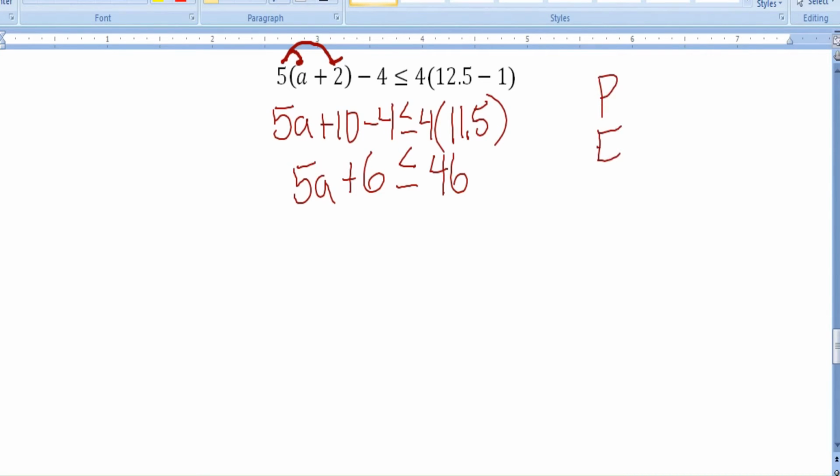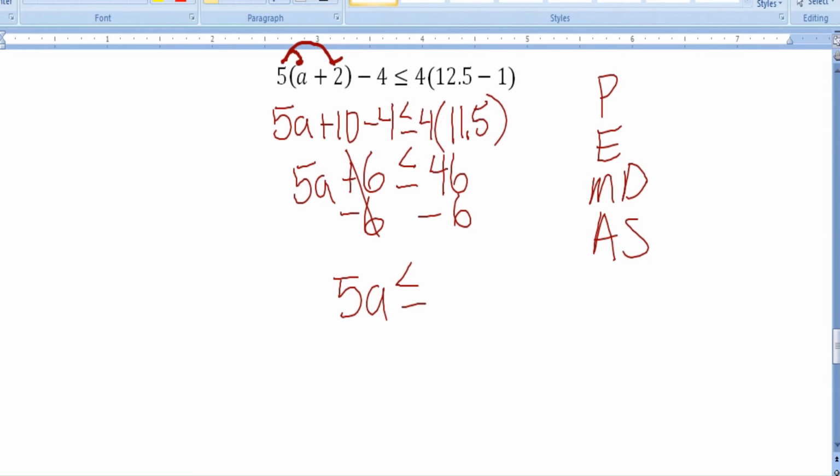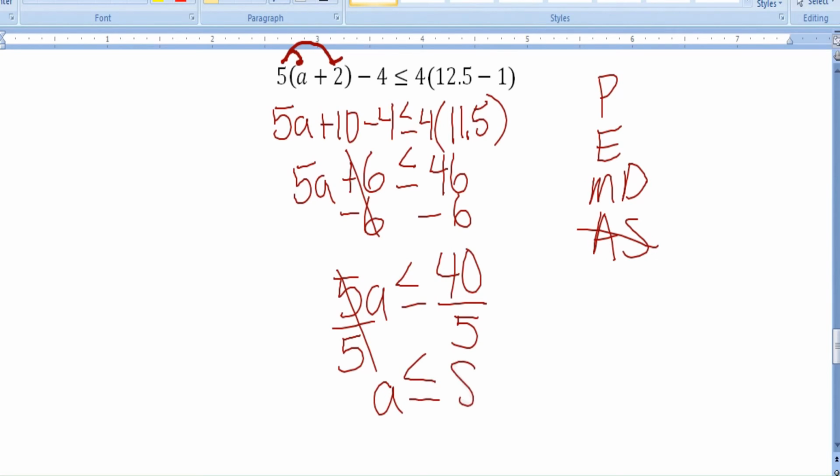So in the reverse order of operations, I have to start undoing addition and subtraction. So I'm going to subtract this 6 on both sides of the inequality because it's connected through addition, and that leaves me with 5a is less than or equal to, and 46 minus 6 is 40. So now I have to undo multiplication and division, and this 5 and this a is connected through multiplication, so the inverse is division. So I have to divide 5 on both sides. So that leaves me with a is less than or equal to 8.